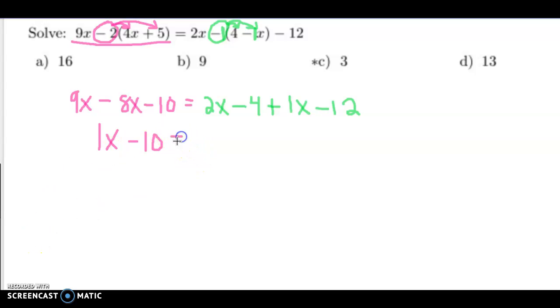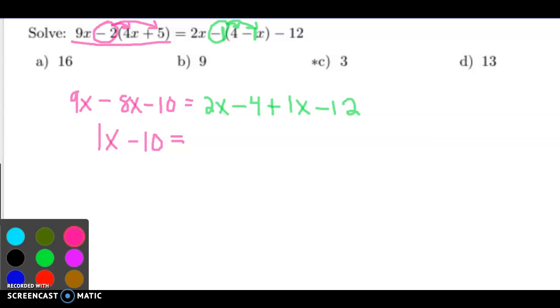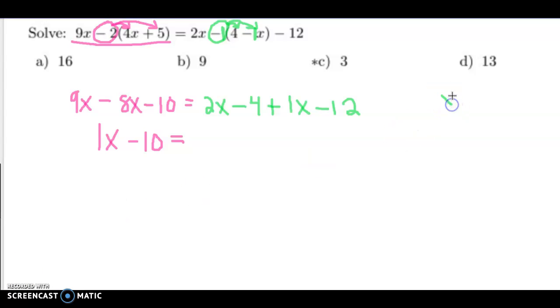Now I'm going to go ahead and simplify the right side. The right side is a little more complicated, so I'm going to go ahead and make a chart. I have x's and I have no's, and if you can do it without the chart, that's fine. It's just a great way to help you organize your work. Under my x's, I have a 2x and I have a positive 1x. It's always easier to put the sign because then I know what operation I'm doing. For my no's, I have a negative 4 and I have a negative 12.